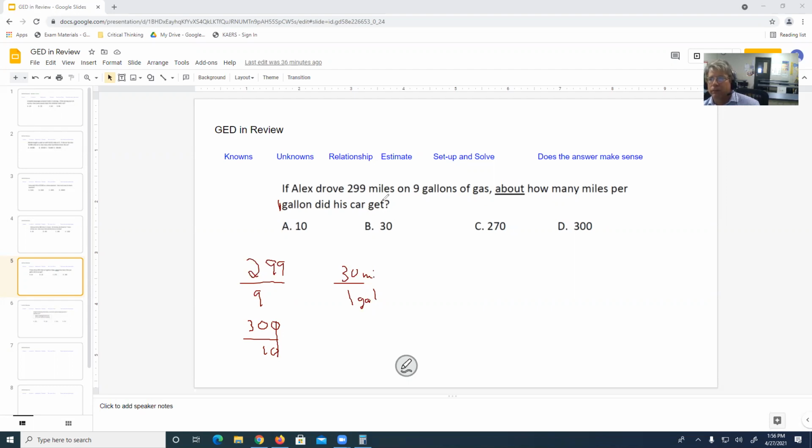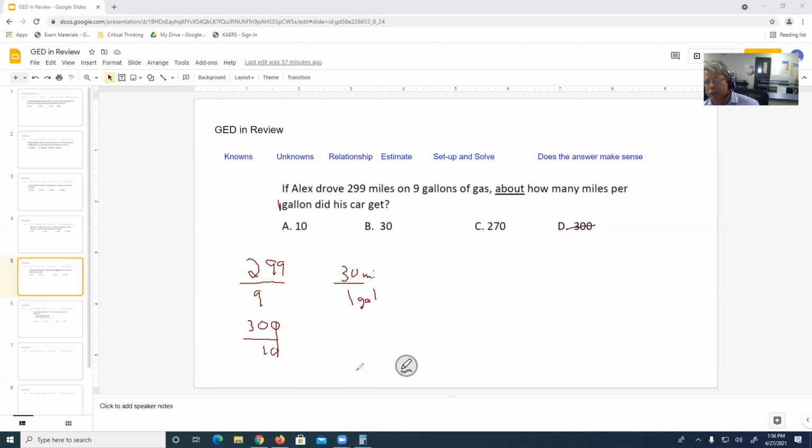So again, 299 miles on 9 gallons, I'm clearly going to get a lot less than that. 300 is not going to be a reasonable answer. 270 also seems to be a little high because we're talking about 1 gallon. So really A and B are the only logical answers to begin with. My estimate, again, is all we really need.